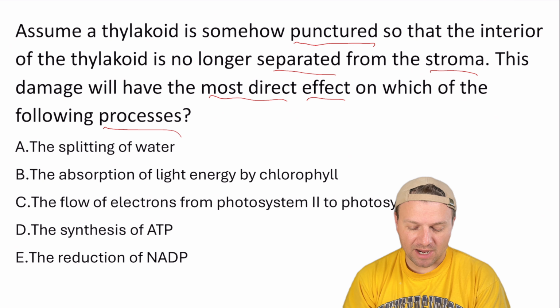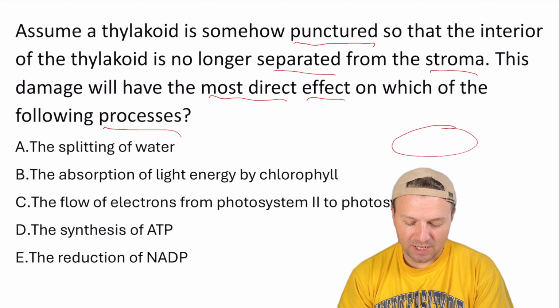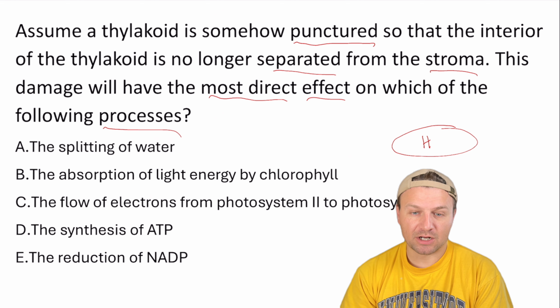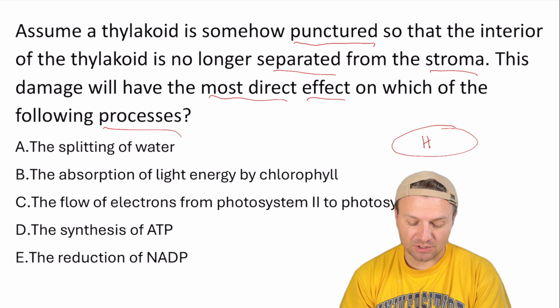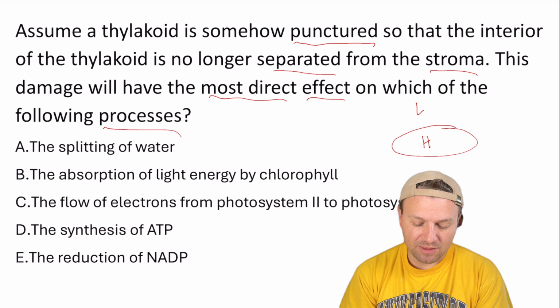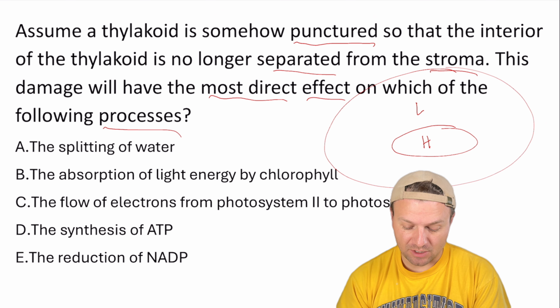So again, we have a thylakoid, and within that thylakoid, we have a high amount of hydrogen ions. The whole goal of the light-dependent reactions is to create this concentration gradient of hydrogen ions from high to low. Now, this whole process is occurring within the chloroplast. So this here is the thylakoid, and this here is the chloroplast.